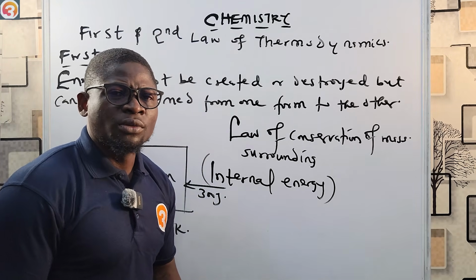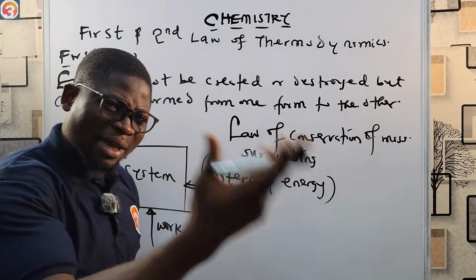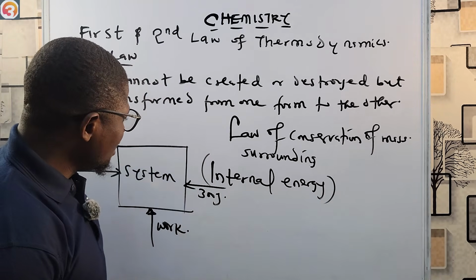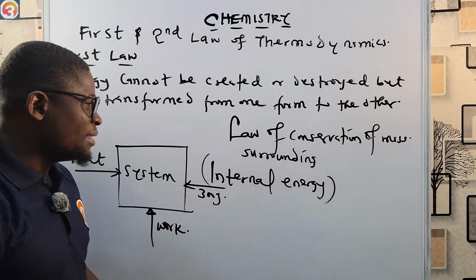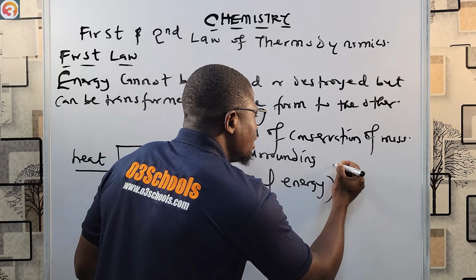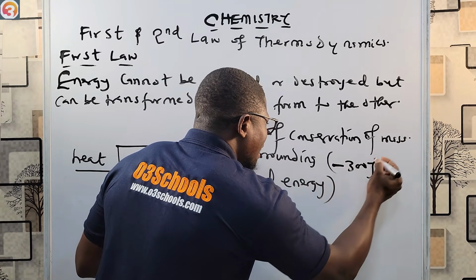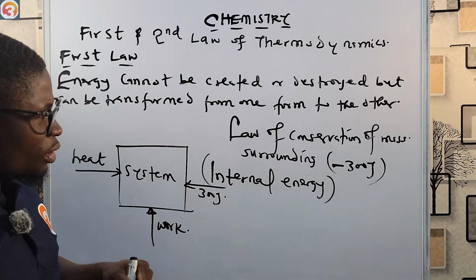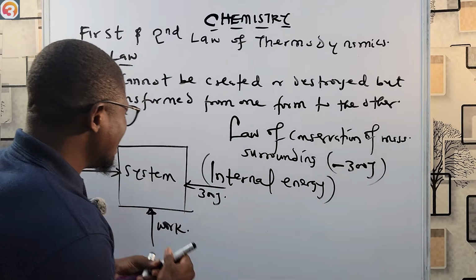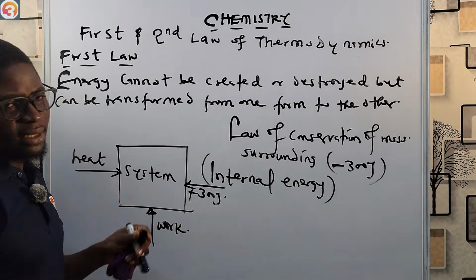Did it? No. Okay, you made an effort, right? Someone paid for it. It came from somewhere. Now, this 300 joule that is being gained by this system means it is being lost by the surrounding. The surrounding loses this 300 joule, and it is now gained by this system.